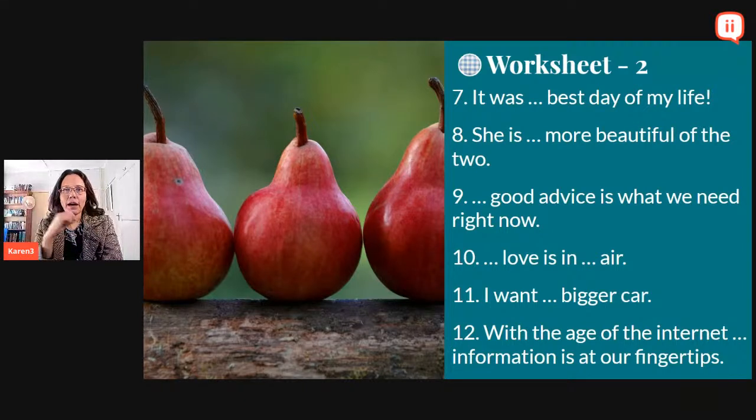Then I want a bigger car. That's number 11, because you can actually use the, okay. If you are comparing the two cars in the shop, you can say the bigger car, but you have to be comparing two. Otherwise, if you're just talking about, look, I've got a small car, I want a bigger car, it doesn't matter which car, I just want a bigger car, then you would say a. Non-specific. And it's a comparative. So bigger, you don't have to use the. Remember, the is specific, a is general, and uncountable is even more general. Okay. And plural. With the age of the internet.